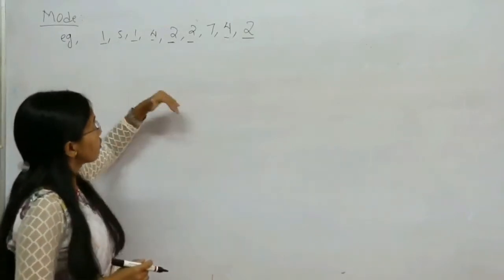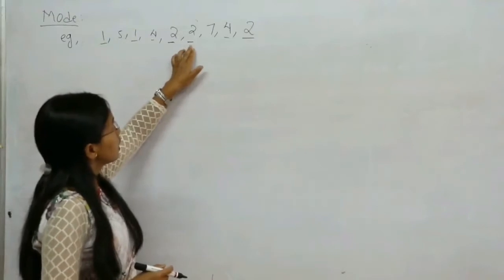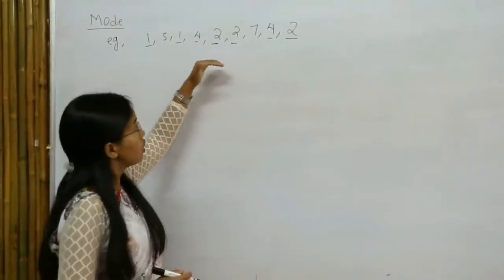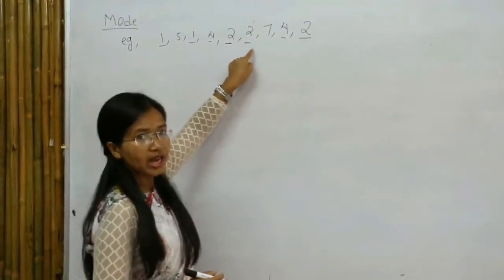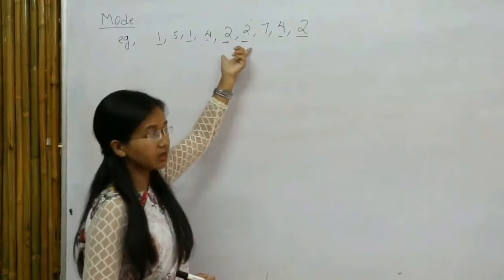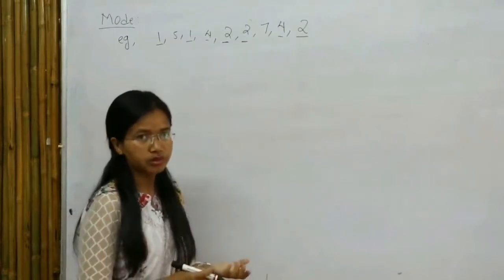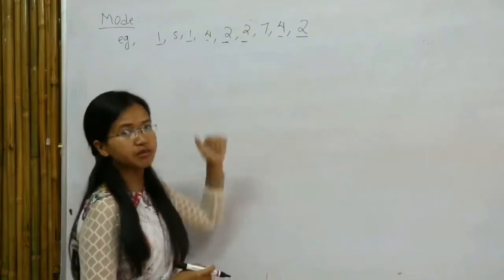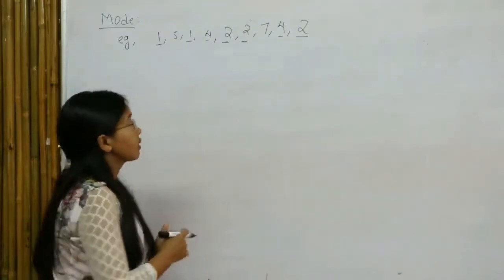So when we observe from here, 2 has the maximum observation. So this 2, which has the maximum observation, which occurs many times here, is called the mode. So that observation which occurs many times is called the mode.